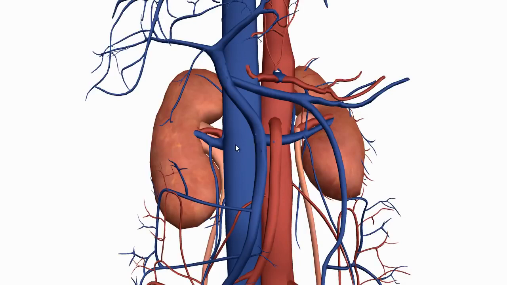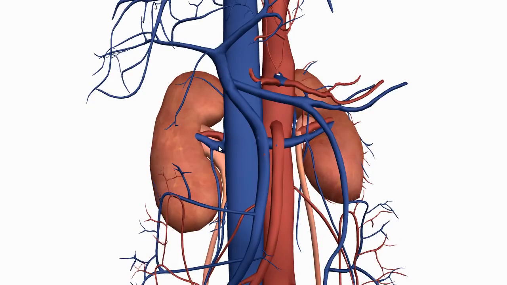So the renal veins sit in front of the renal arteries. So it's opposite to the arteries. So the left renal vein is longer because it obviously has to pass in front of the aorta. So the left renal vein passes in front of the abdominal aorta and underneath the superior mesenteric artery. And the right renal vein is a little bit shorter because it doesn't have to travel across the aorta.